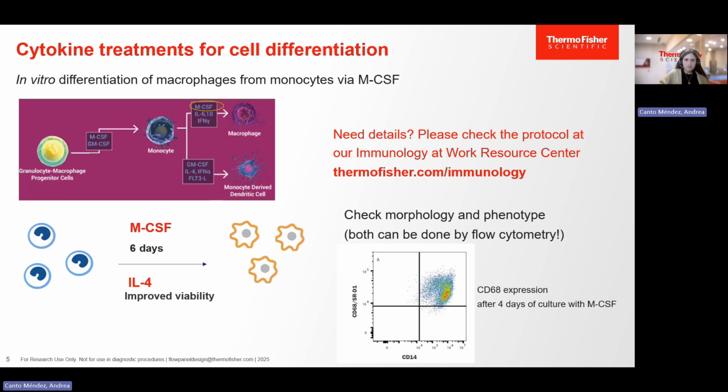In this protocol, what we do is to take monocytes that have been isolated, for example, from PBMC or any other source, and we culture them for 6 days in presence of this MCSF. In addition, we can add cytokines such as IL-4 to obtain an improved viability of our differentiated cell sample. After these 6 days, we will obtain fully differentiated macrophages.